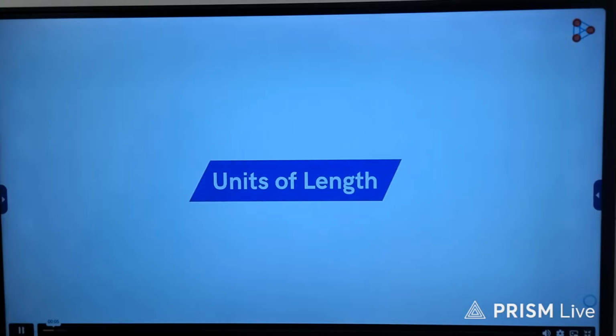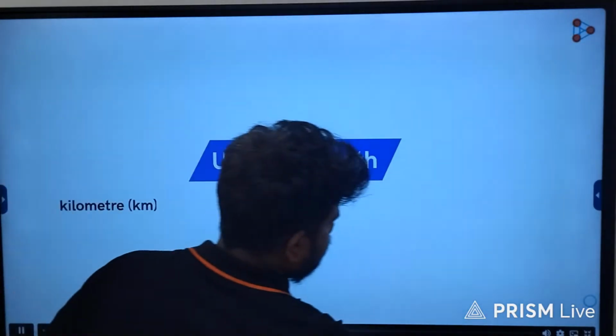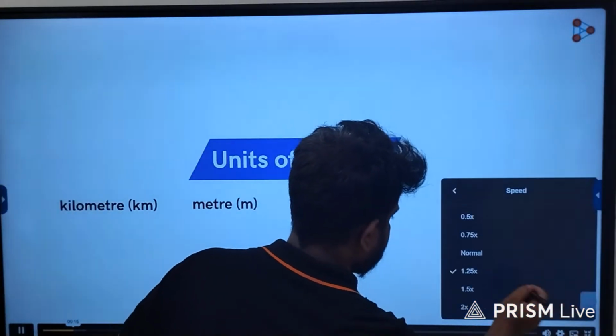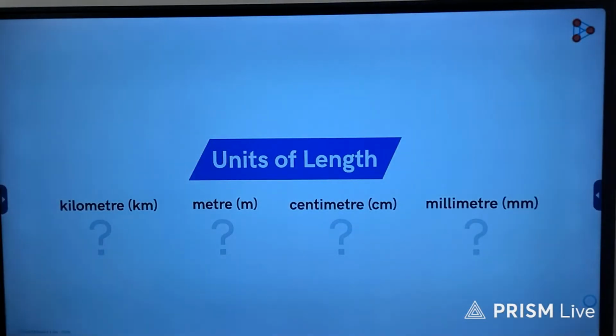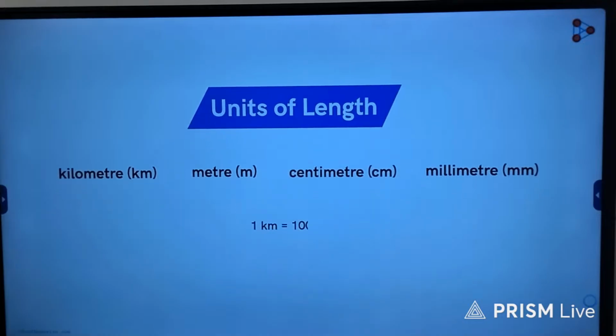By now, you must be aware of some basic units of length used in measurements. Can you name them? Yes, they are kilometer, meter, centimeter, and millimeter. Do you also know the relation between these units? Yes, 1 kilometer is equal to 1000 meters. 1 meter is equal to 100 centimeters, and 1 centimeter is equal to 10 millimeters.